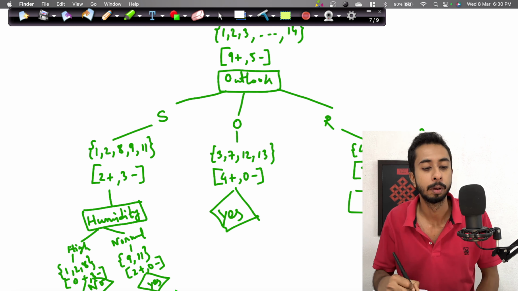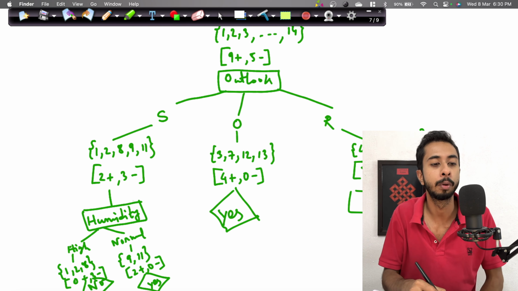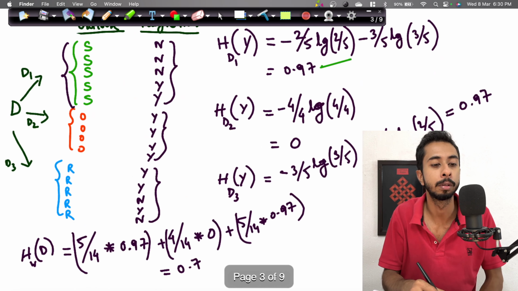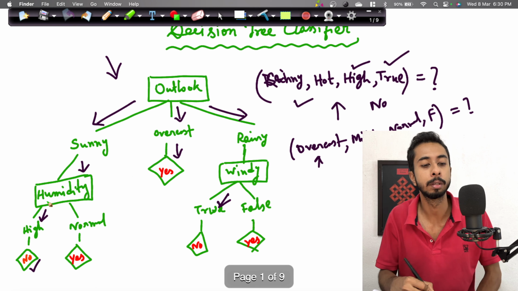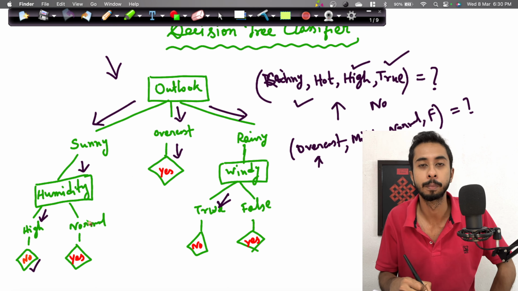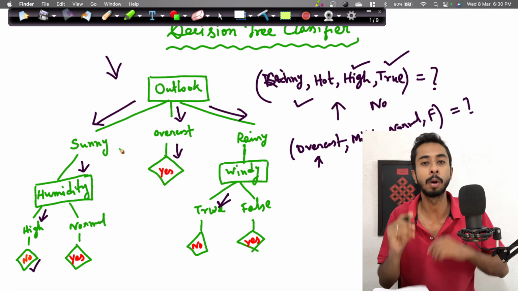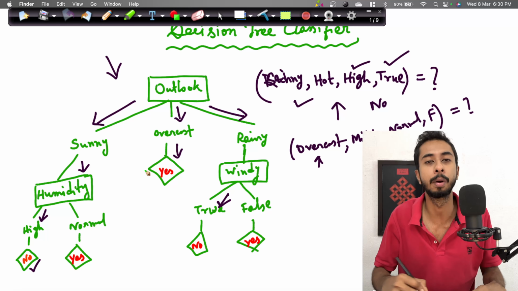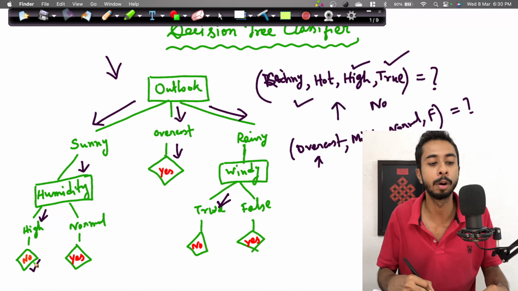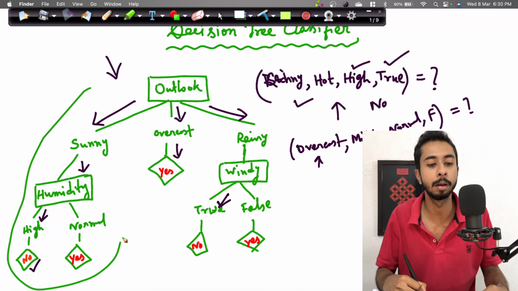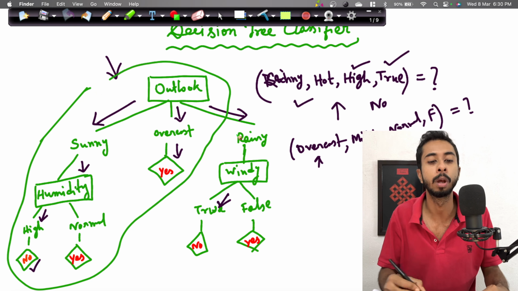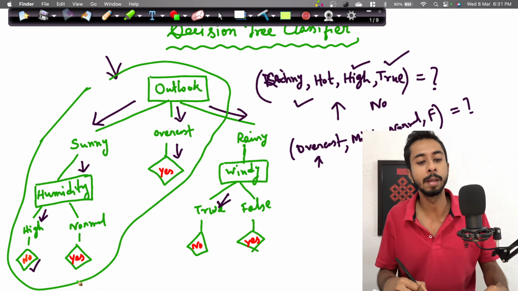Okay, I'm not sure if you are seeing this. Just see the original one. Just see this, humidity high, normal. So whenever I say the outlook is sunny, then we'll check what the humidity is. If the humidity is high, we'll right away say no. Now you understand how I have built the decision tree. We have already completed this entire part of the decision tree. Only the rainy part is left. Okay, so I think you can do it.